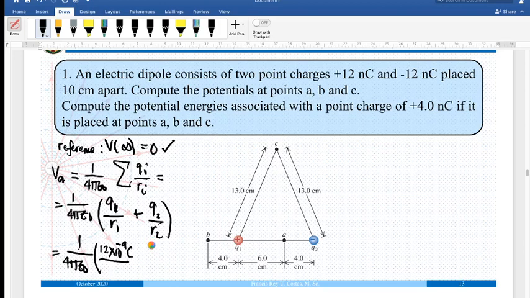Okay, then plus the Q2, which is equal to negative 12, so you just have to put negative 12 for your Q2. We have negative 12 times 10 to the negative 9 coulomb, divided by the distance from point A to point B, which is 4 centimeters, or that is 0.04 meter.